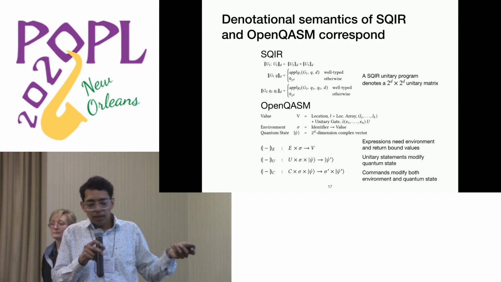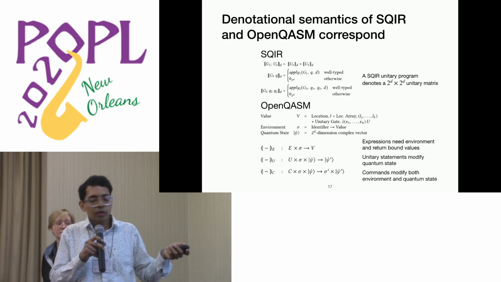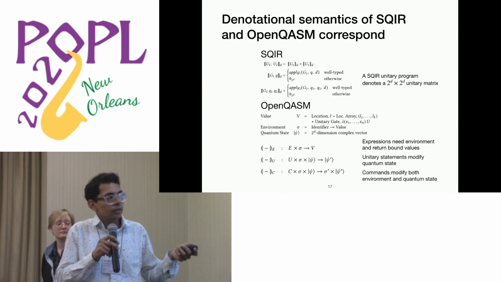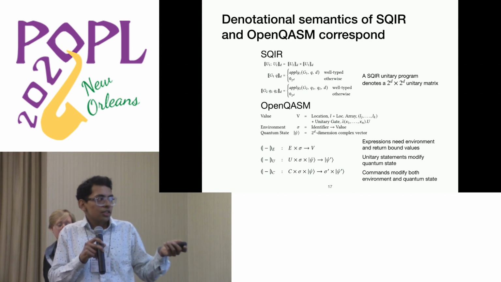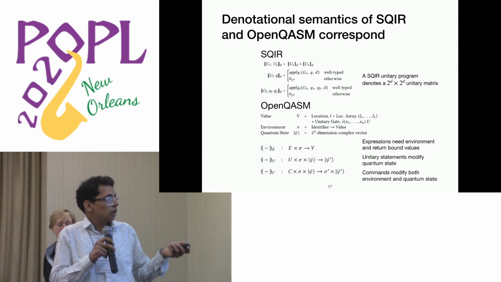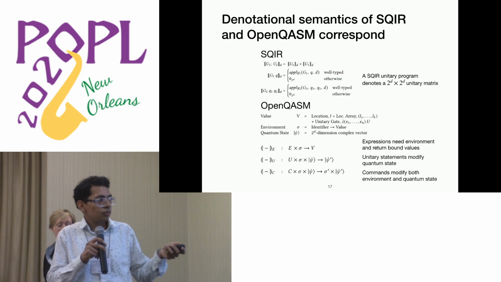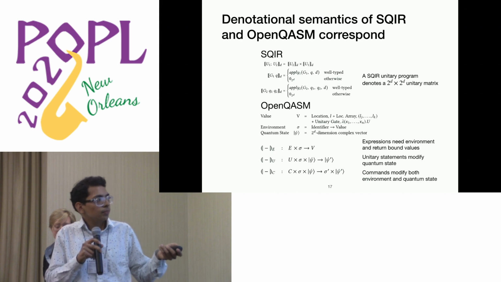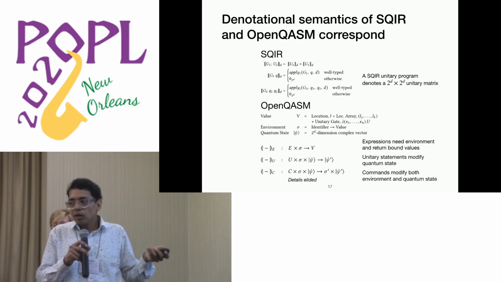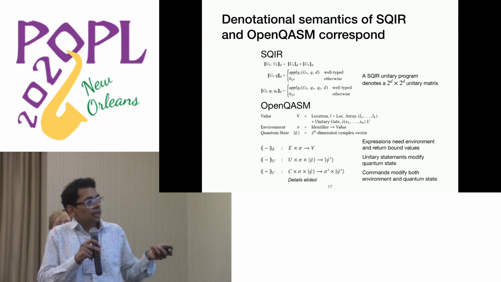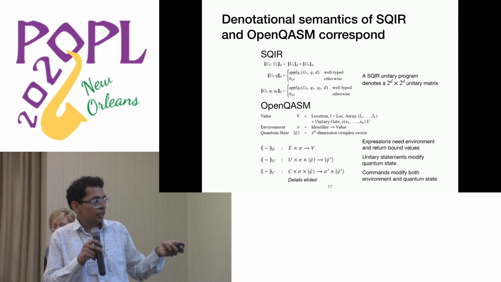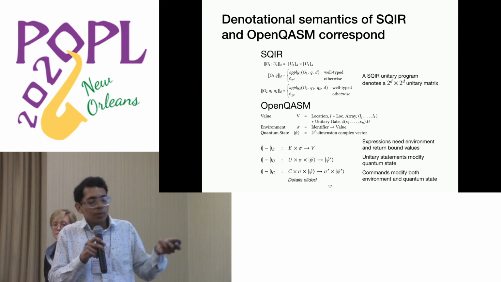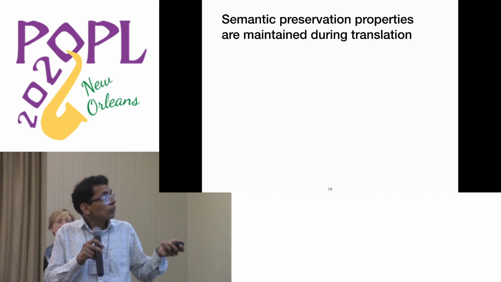Here we see some of the specifications of the 3 syntactic classes. Expressions take an environment and return values. Unitaries take a quantum state as well and modify the quantum state, while commands can also modify the environment. And I've elided a lot of details here, but the point of the slide is that the unitary semantics in OpenQASM and SOIR are almost the same. Even the apply functions are the same.